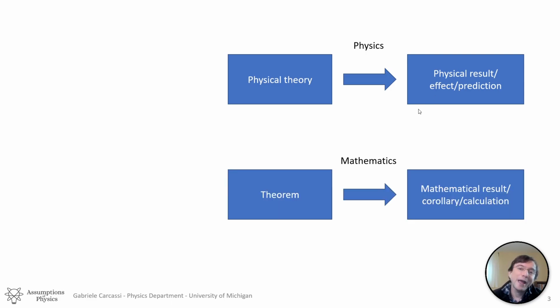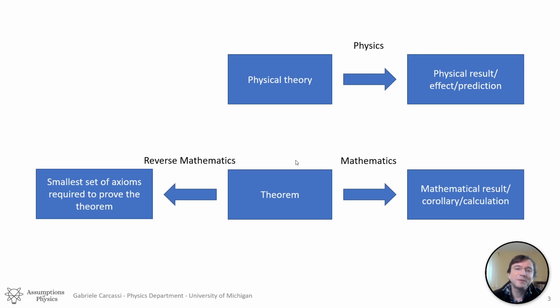In the same way, in mathematics, usually you have some theorem, and from those theorems you try to develop other results, corollaries, calculations, some other things. And again, most of mathematics is this, not all mathematics is this. So there has been an approach in mathematical logic, in the foundations of mathematics, called reverse mathematics, where the idea is that you take theorems and you figure out what are the essential components, the axioms and the operations, that are needed to actually prove the theorem.